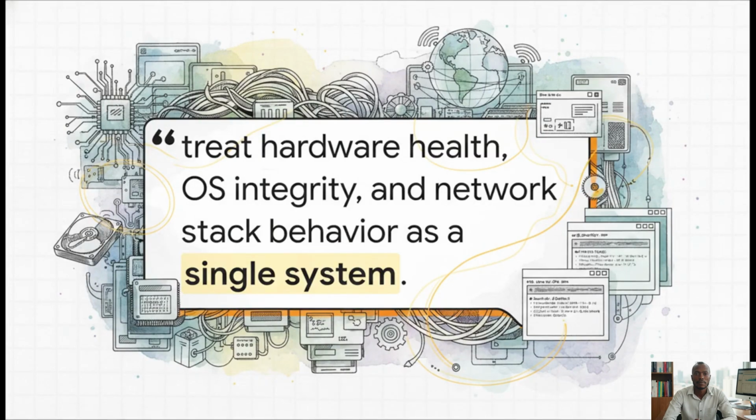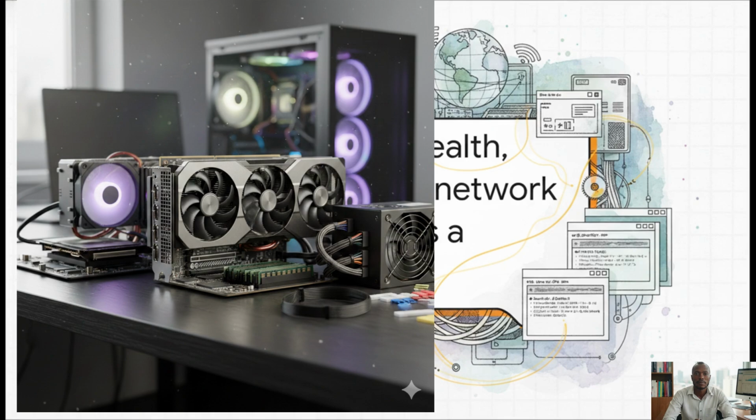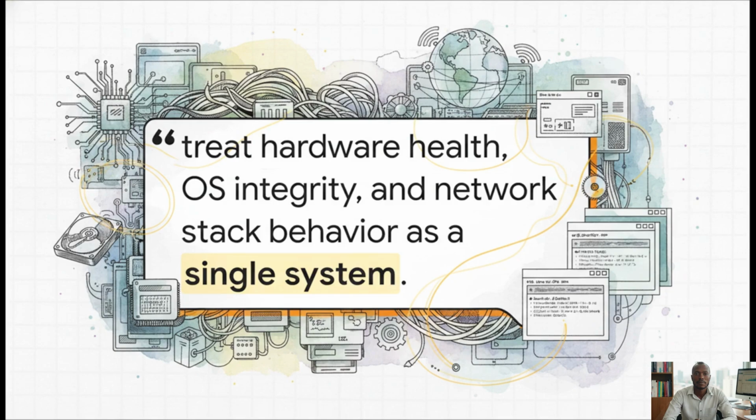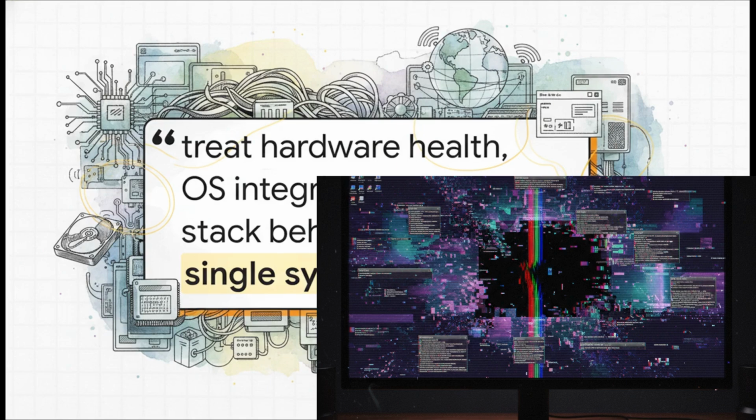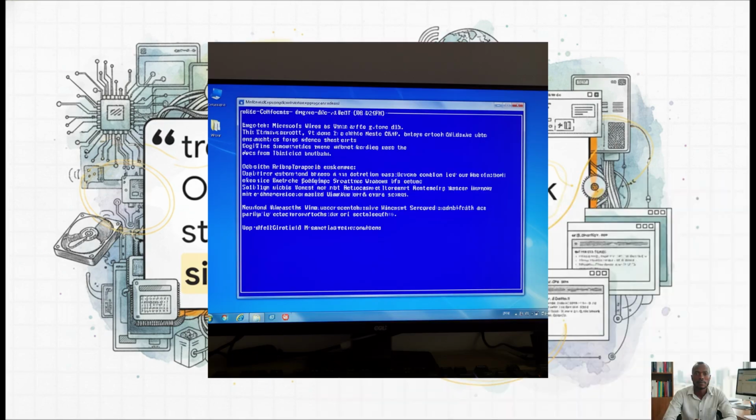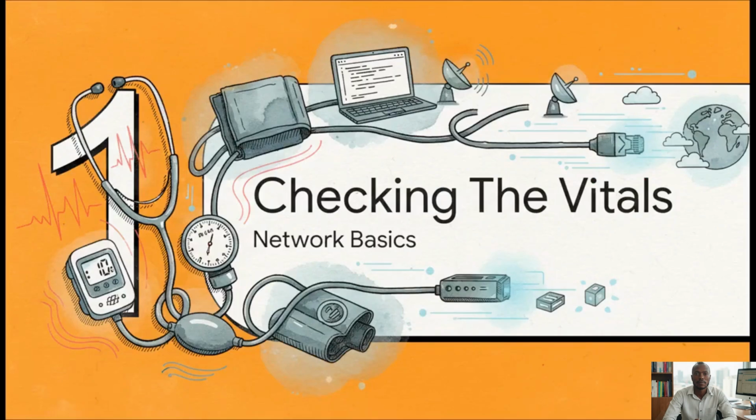Okay, let's start with the golden rule. And this is really the core idea for our entire deep dive today. You have to look at the whole picture. See, a network problem isn't always a network problem. It could be your hardware acting up, a corrupted file in your operating system, or the network itself. Thinking of these three things as one single interconnected system is the secret to solving the toughest glitches out there.